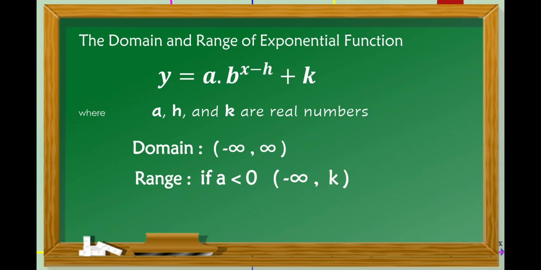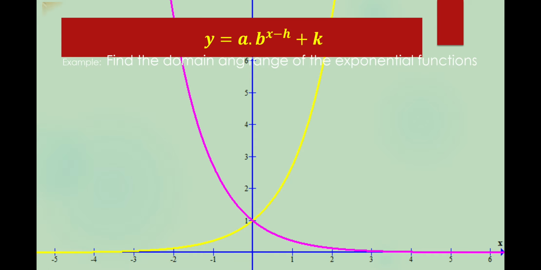And for the range, if the value of a is less than 0, the range will be negative infinity up to the value of k. And if the value of a is greater than 0, then the range will be the value of k up to positive infinity.